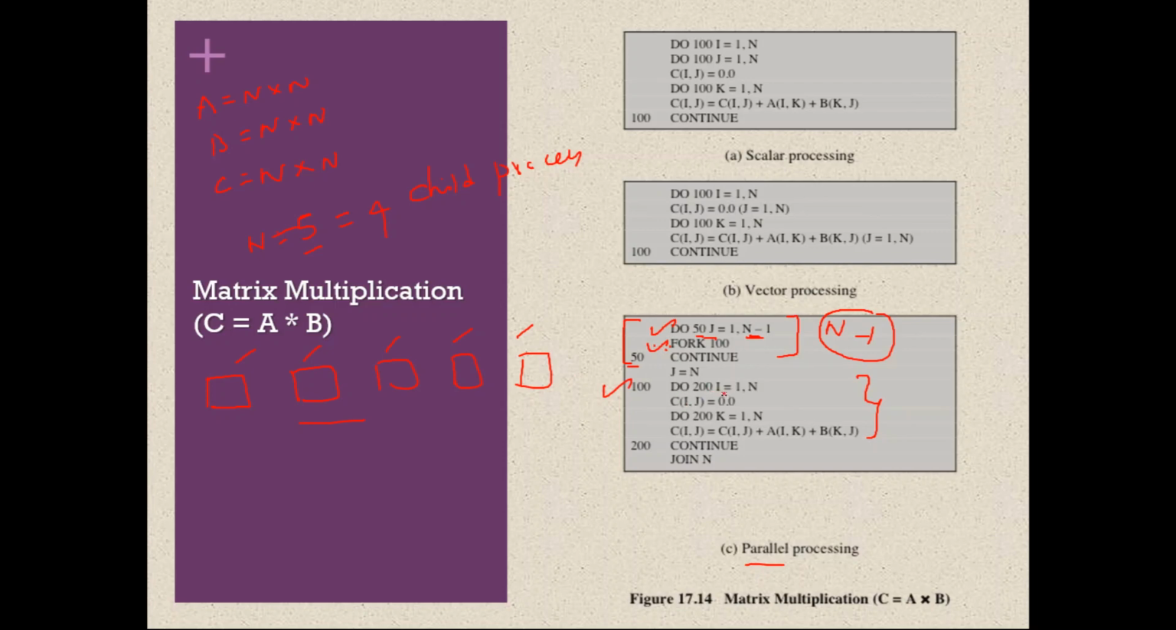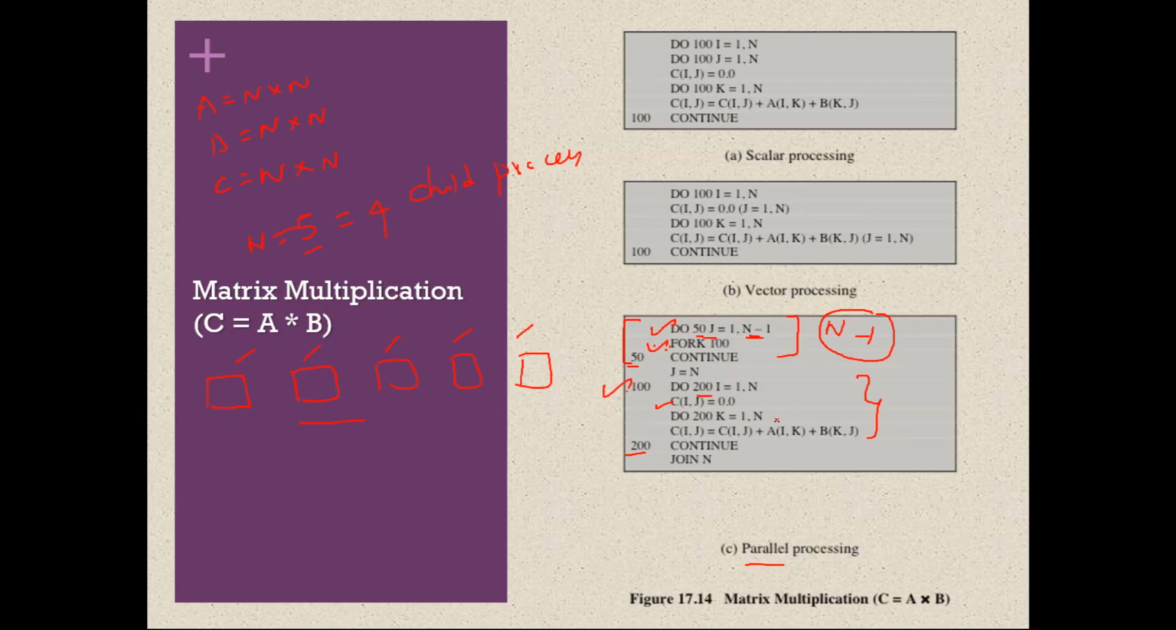Do 200 I equal to 1 to n. So 200 starts here, it ends here. Now here the I loop is: I is equal to 1 to n, C of I comma j equal to 0.0. That is, each j loop will execute this separately, because each child corresponds to the j loop, and so there are n minus 1 child processes. All these n minus 1 child processes will execute this part, and they will set the respective j as 0.0, and then there is a k loop.